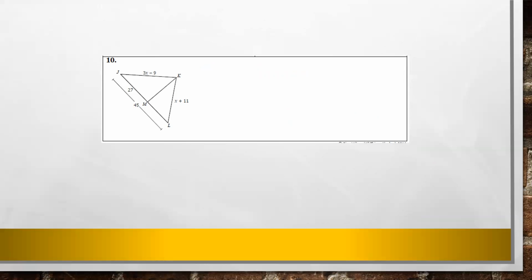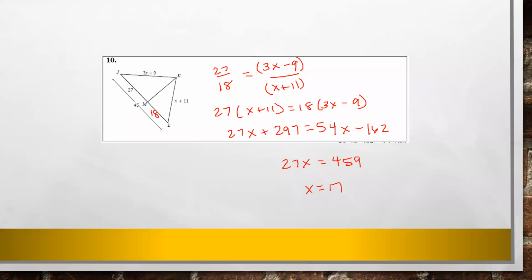All right, go ahead and try number 10. Set it up, cross multiply, solve for x. Do that now. And you should get x equals 17. So when you subtract 45 minus 27, you get 18. So you can say 27 over 18 equals 3x minus 9 over x plus 11. Distribute and solve for x. You're welcome to check your work here with mine if you didn't get 17.